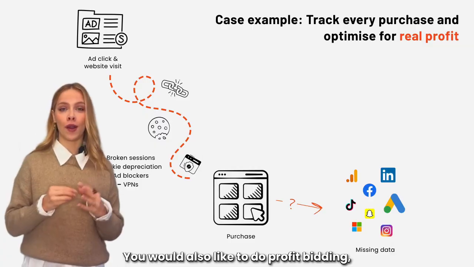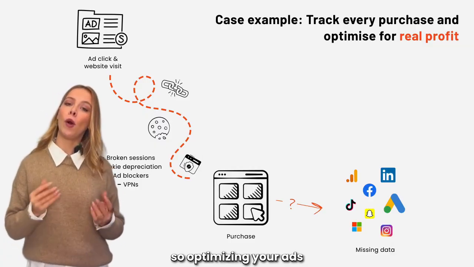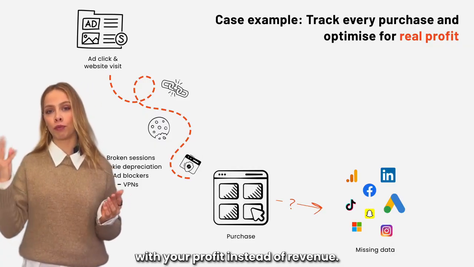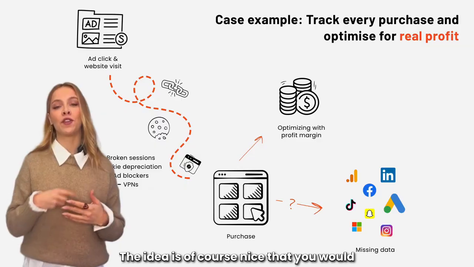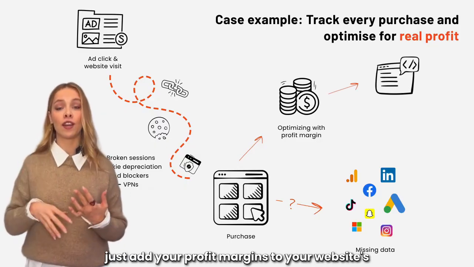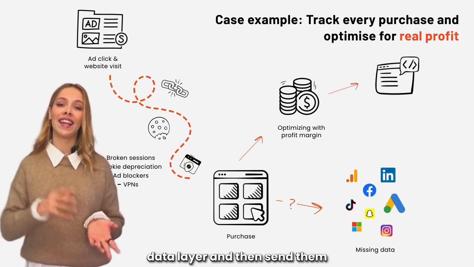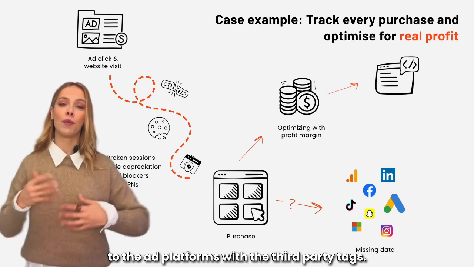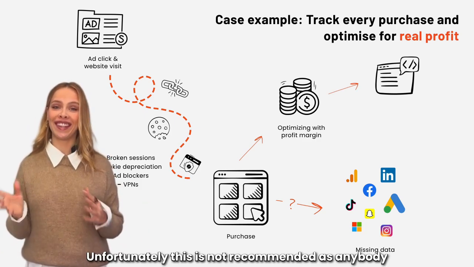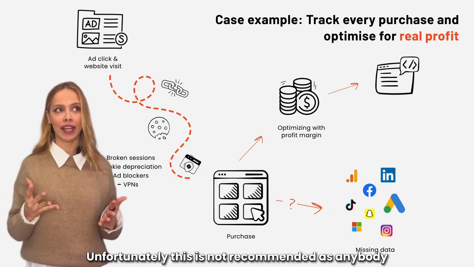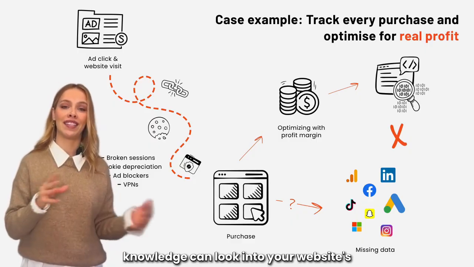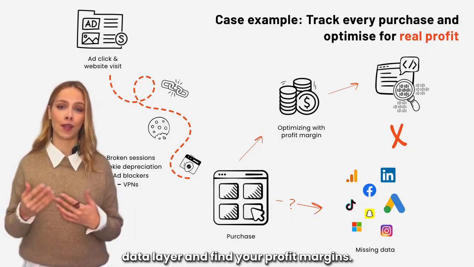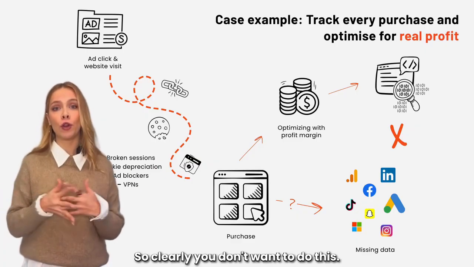You would also like to do profit bidding, so optimizing your ads with your profit instead of revenue. The idea is of course nice, that you would just add your profit margins to your website's data layer and then send them to the ad platforms with the third-party tags. Unfortunately, this is not recommended, as anybody with even a little bit of technical knowledge can look into your website's data layer and find your profit margins. So clearly you don't want to do this.